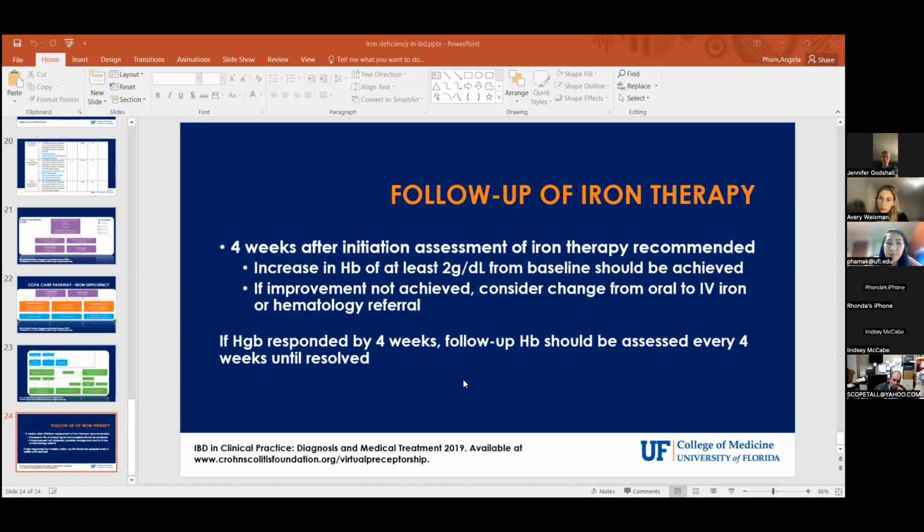But most of the time, our hematologists are pretty adept at doing those infusions for us, and they treat to target.